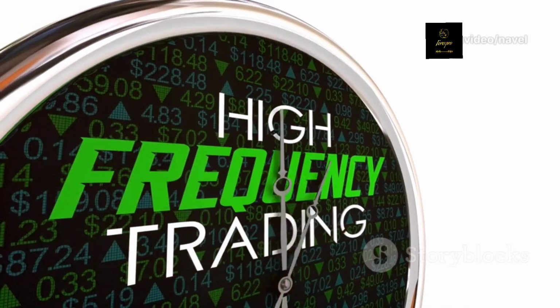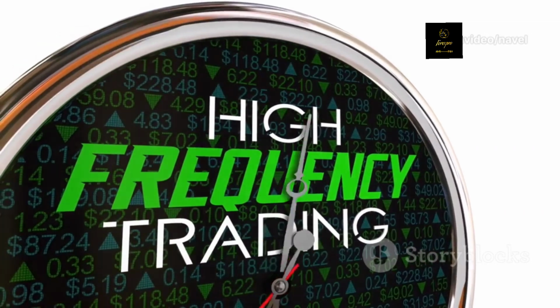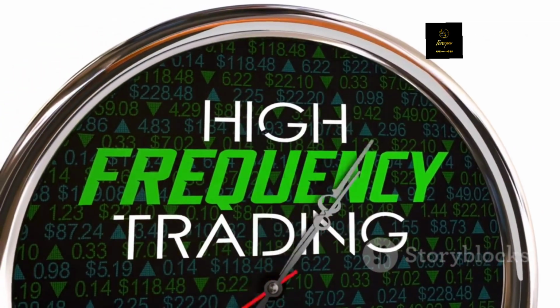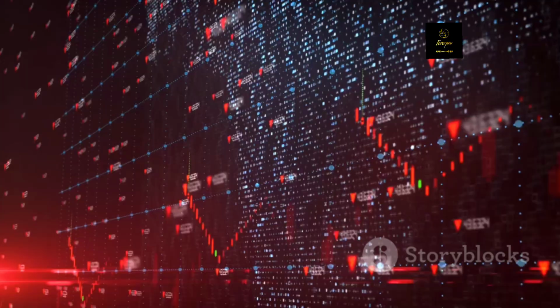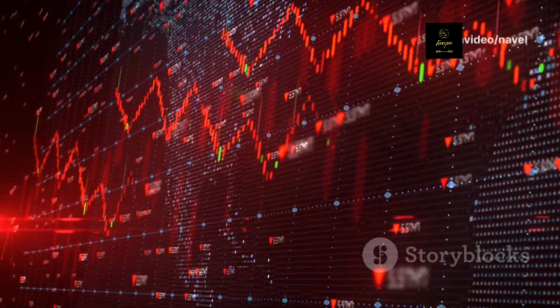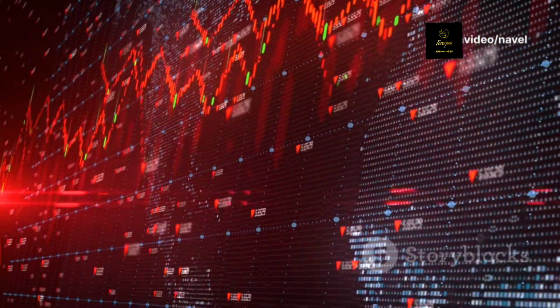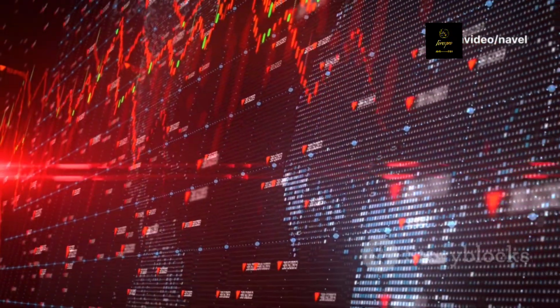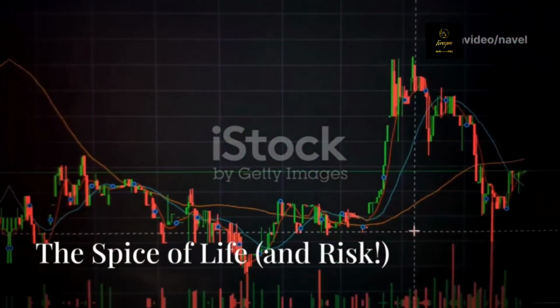High liquidity generally leads to tighter spreads, faster execution speeds, and less price volatility. Understanding liquidity and its impact on trading conditions is essential for choosing the right currency pairs and executing your trades effectively.